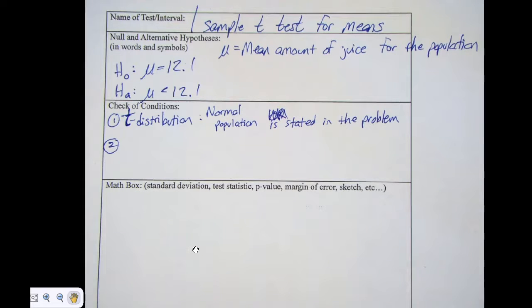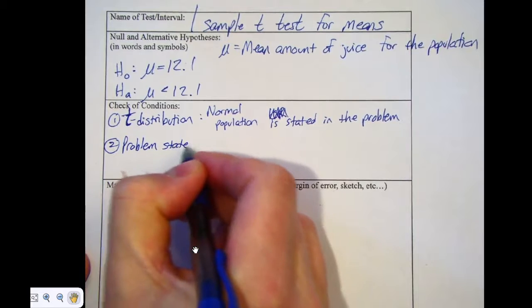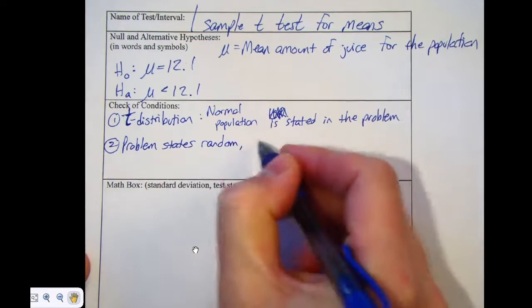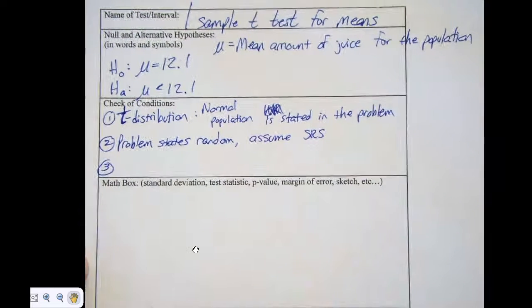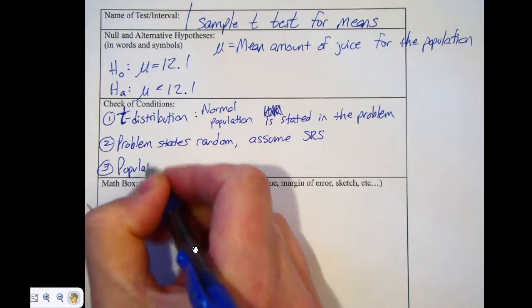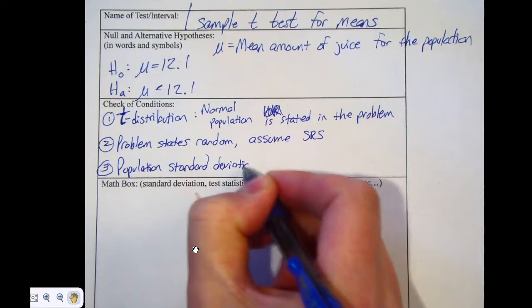But we need there to be an SRS. So does the problem tell us there's an SRS? Simple random sample. It says randomly. It doesn't really say simple random sample, so we're going to say problem states random. We need a little bit more than that, so I'm going to put assume SRS. And the third thing is that the population standard deviation is unknown.